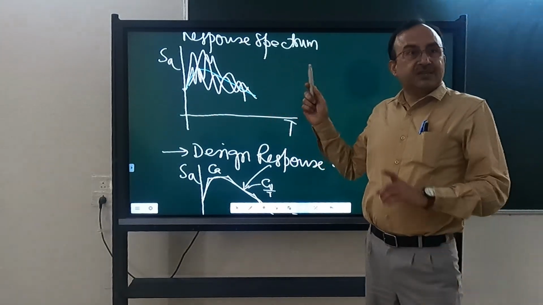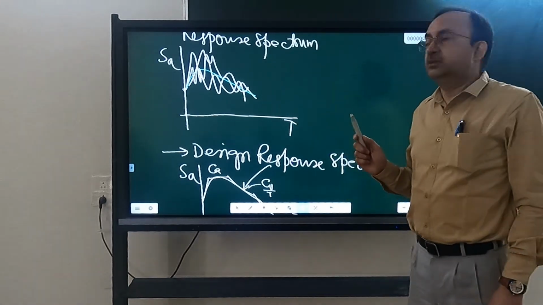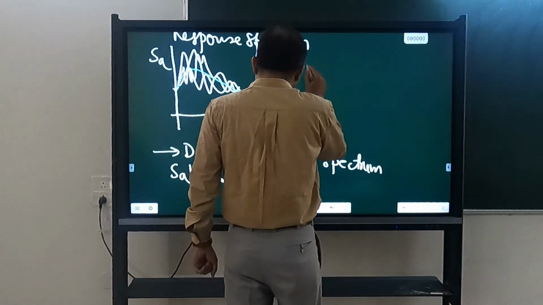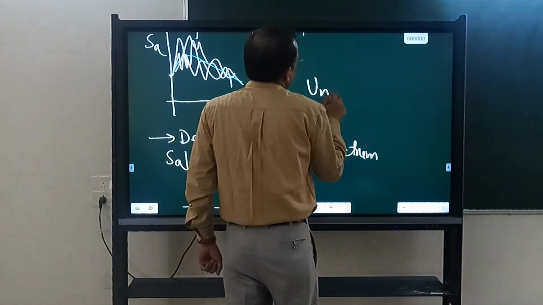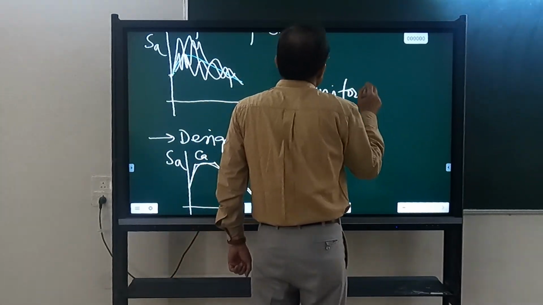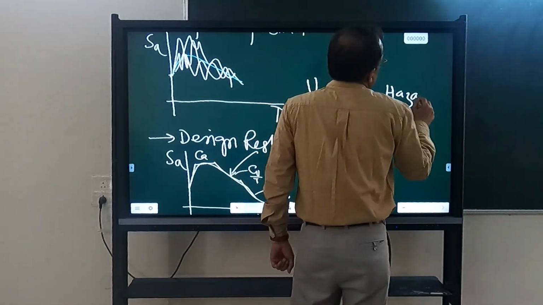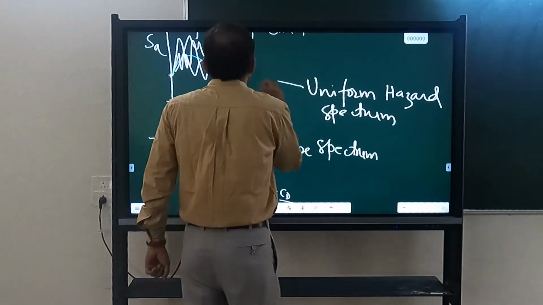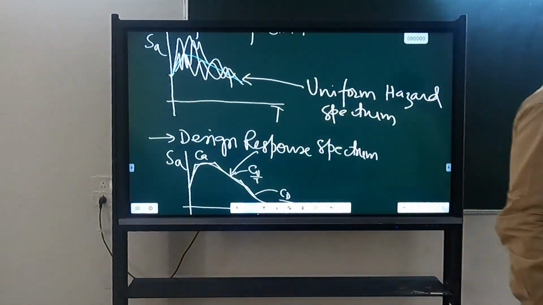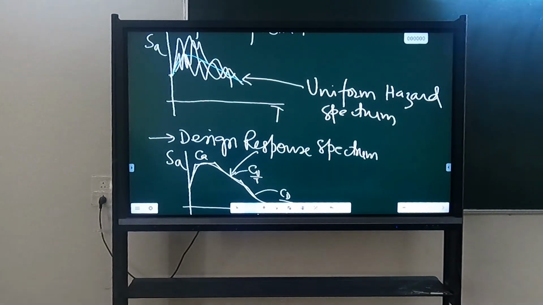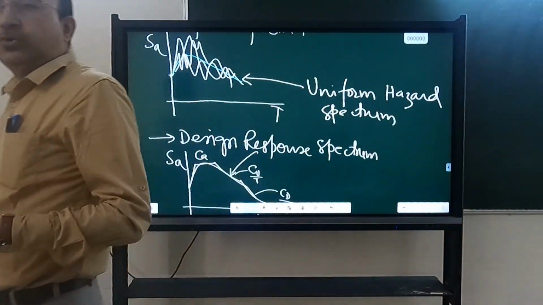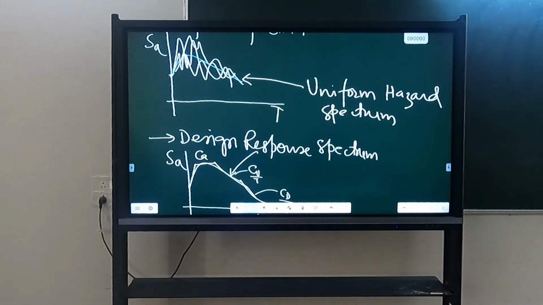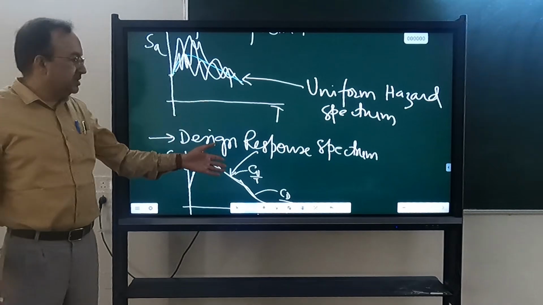There is another nomenclature for this, what we call the uniform hazard spectrum. What is that uniform hazard spectrum? I will talk about it slightly later when I talk about PSHA. So this smoothened spectrum is also called the uniform hazard spectrum. They have started using the uniform hazard spectrum because initially not many ground motions were known. We started recording ground motions in the 60s only, and Newmark, I think somewhere around the 80s, gave this concept.